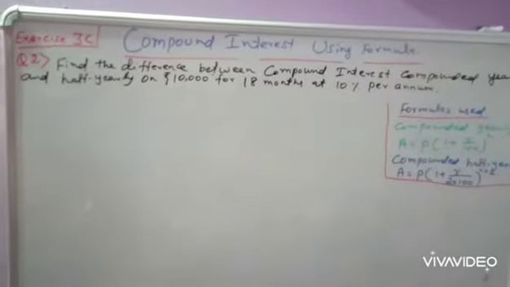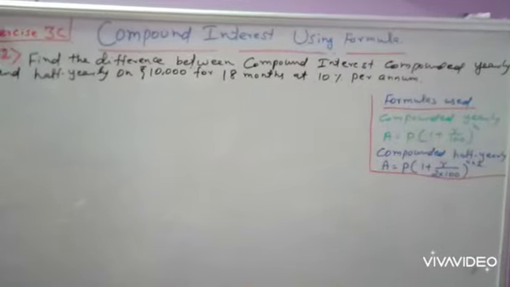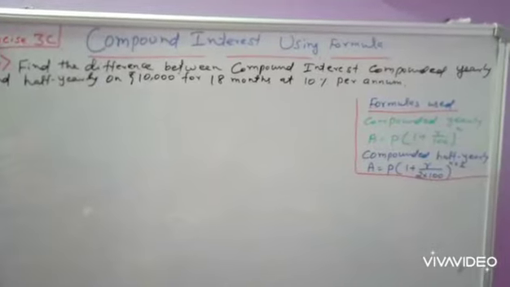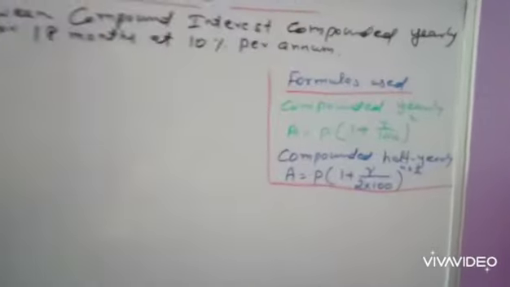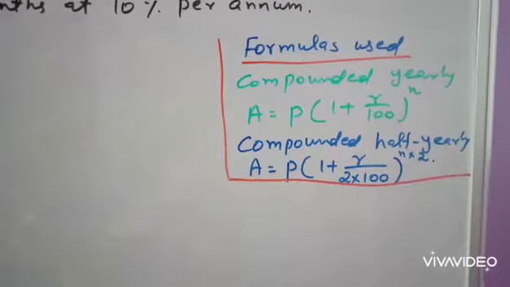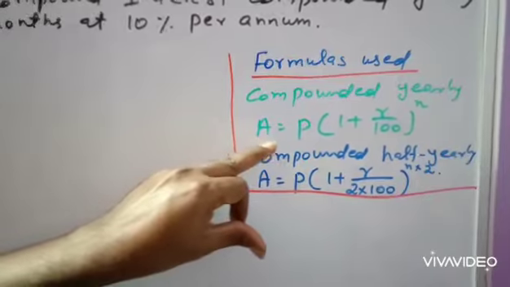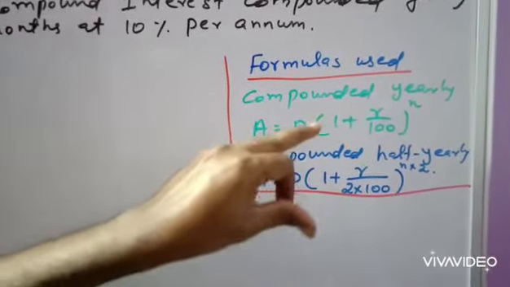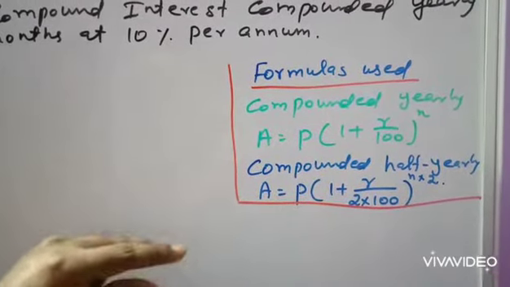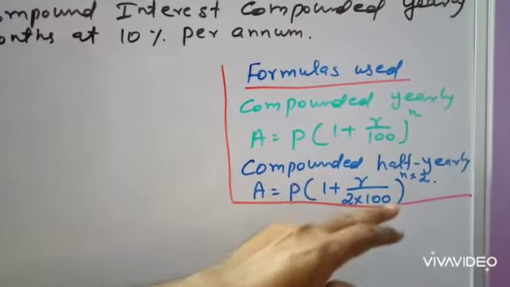Second question: find the difference between compound interest compounded yearly and half yearly on rupees 10,000 for 18 months at 10% per annum. So here both are compound interest, but the only difference is the first calculation is for yearly and the second calculation is for half yearly. So we are going to use two formulas. For yearly, we know the formula, amount A equals P into (1 plus R by 100) power n, because the calculation will happen once a year. Second, compounded half yearly: here every year 2 calculations will happen, so the interest we need to divide by 2 and the years we need to multiply by 2.